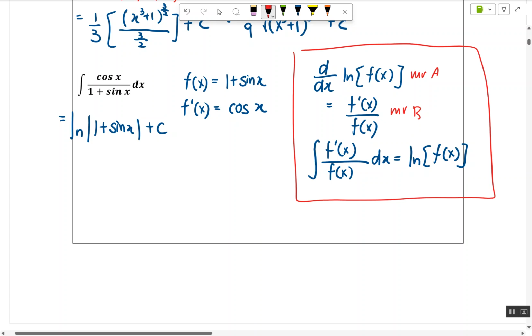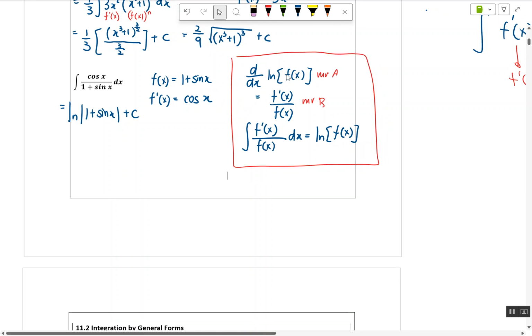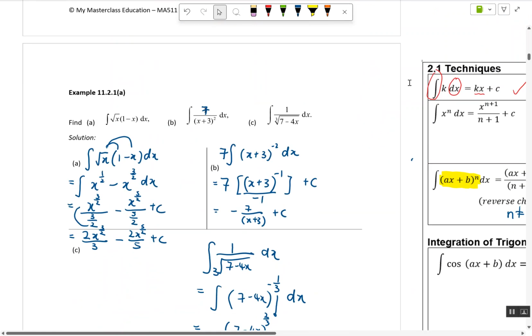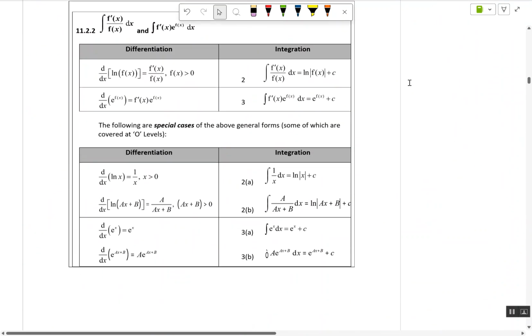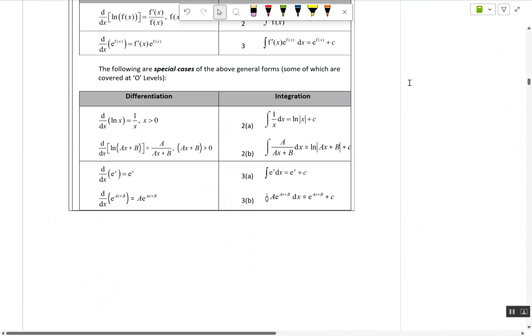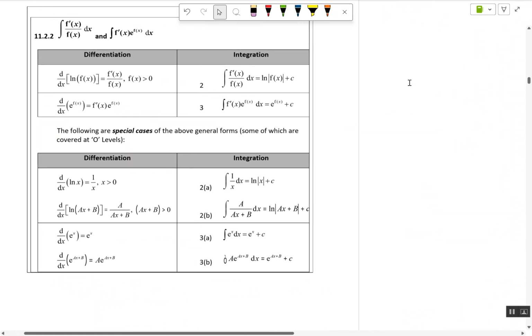Also, this technique here is also the next most common technique that you are supposed to know in H2 math integration. The first one being f prime x fx to the power of n. The second one being f prime x over fx is equals to ln fx. One more.